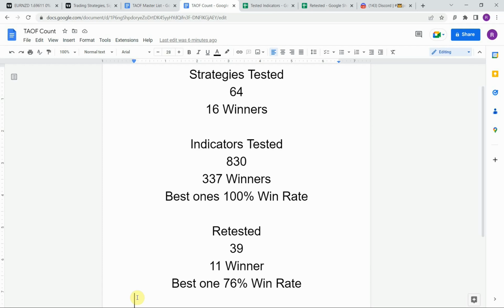We've also retested in the advanced testing 39 of the winning indicators, with 11 of them able to maintain the winning status, the best one a 76% win rate. Now keep in mind that we test most of these strategies and indicators on the Forex and crypto market, but they can be applied to just about any market and time frame universally.